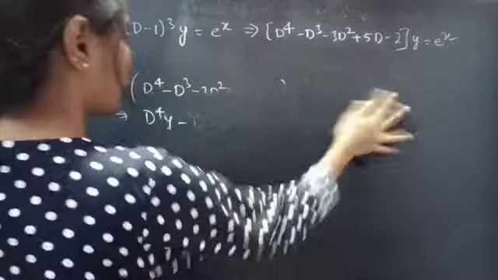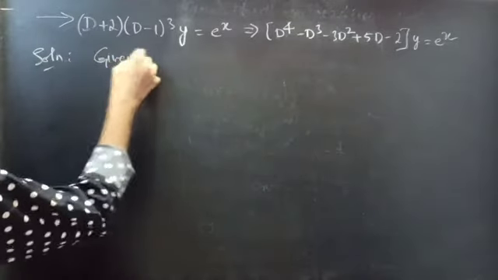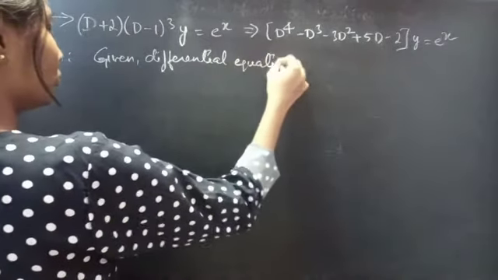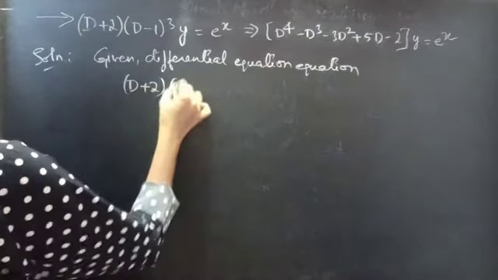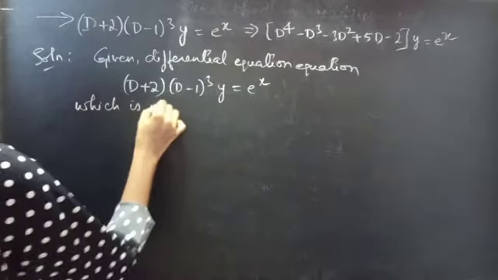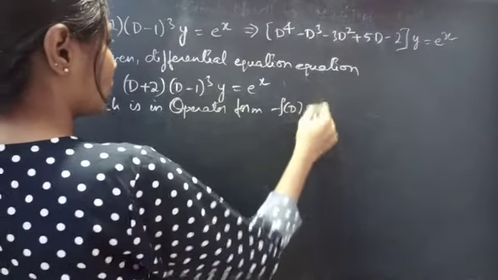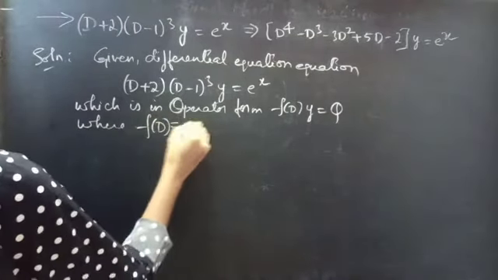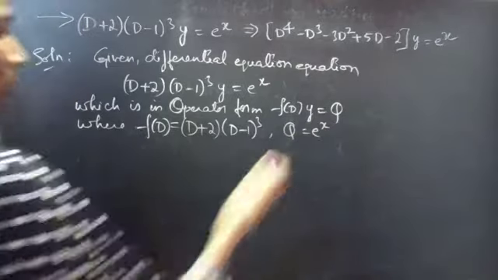Now coming to the problem. Solution: given differential equation (D+2)(D-1)^3 y = e^x, which is in operator form F(D) y = Q, where, by comparing these two, we get F(D) = (D+2)(D-1)^3 and Q = e^x, right?